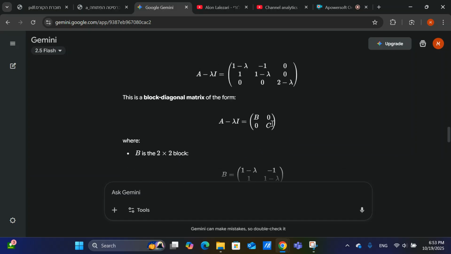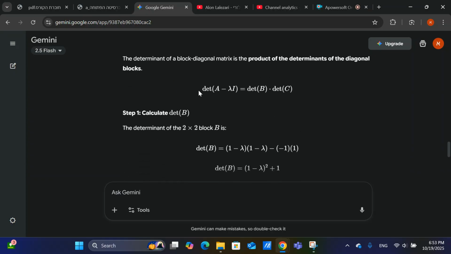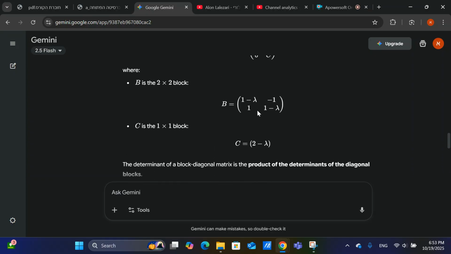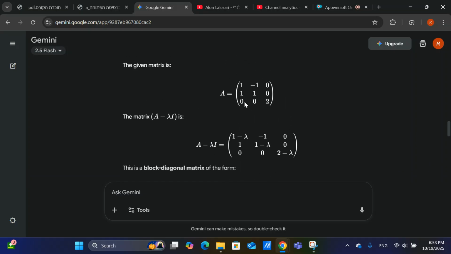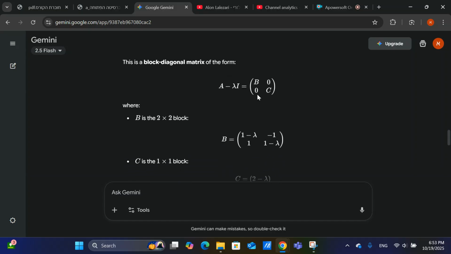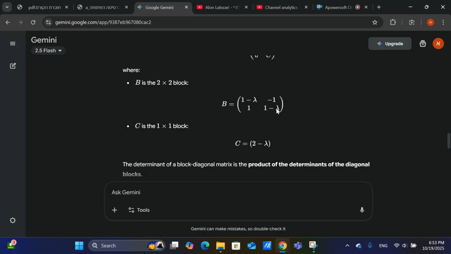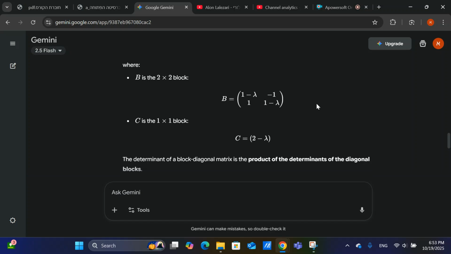So I just showed you that A minus lambda I can be structured as blocks. Now when I take the determinant of A minus lambda I, it is just the determinant of B times the determinant of C. Think about how much easier it is. The determinant of C is just one number, and the determinant of B is much easier compared to a 3 by 3 matrix, right? This is just 1 minus lambda times 1 minus lambda times minus 1 times minus 1, the determinant of a 2 by 2.